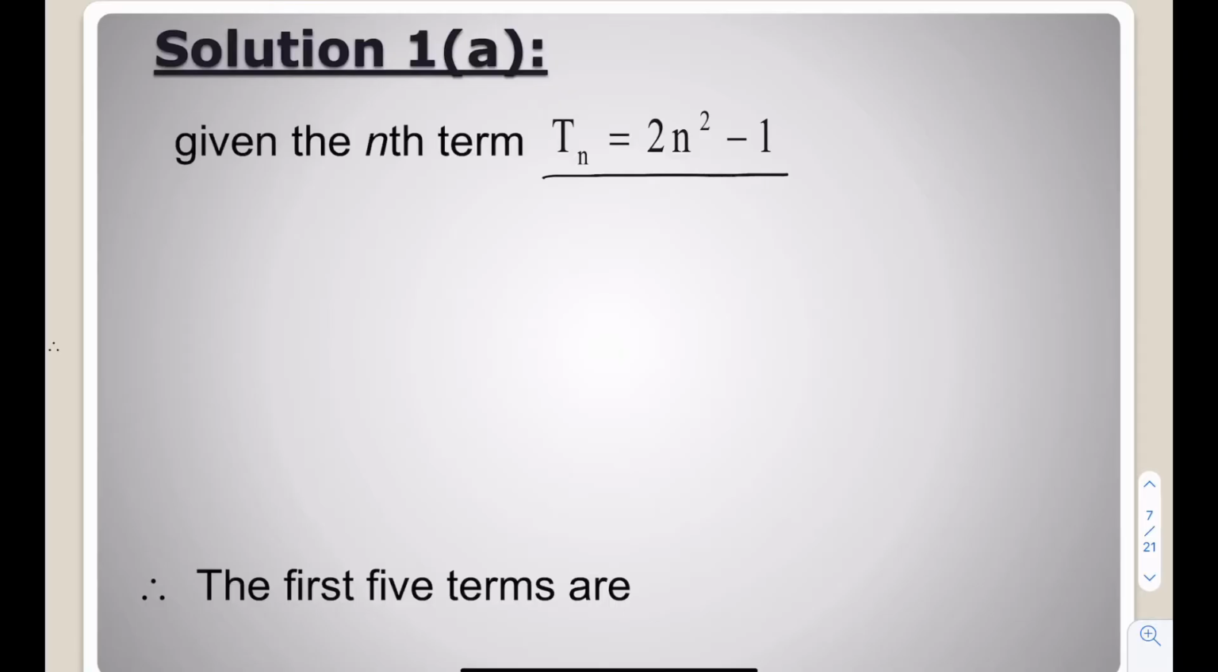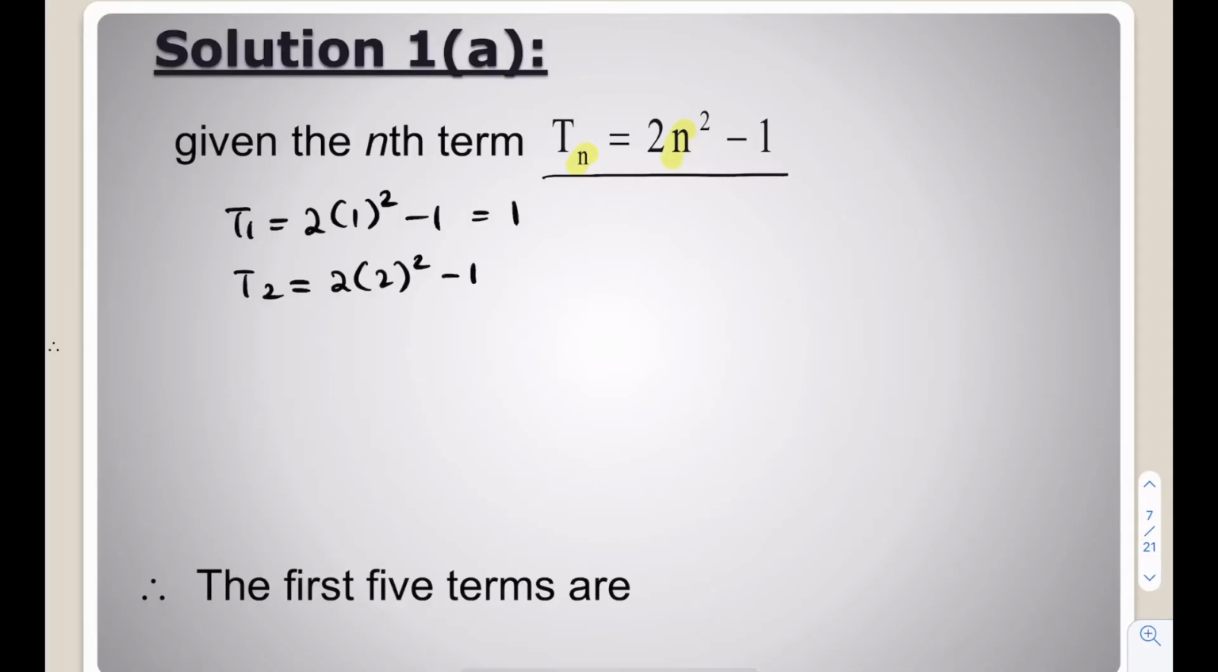In order to find T1, you can substitute n with 1. If you need to find T2, just substitute n equals to 2. Therefore, T1 equals to 2 multiplied by 1 squared minus 1. So calculate, equals to 1. Next, T2 equals to 2 multiplied by 2 squared minus 1.